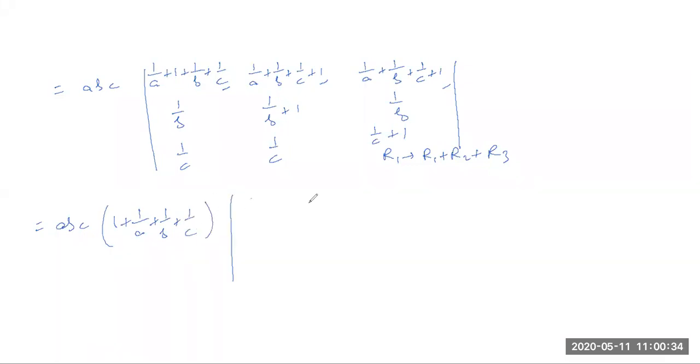So it will be 1 and again 1. It will be 1 upon B, 1 upon B plus 1 and 1 upon B. It is 1 upon C, 1 upon C and 1 upon C plus 1. So we got this much. Now we can simplify both these terms, I mean this determinant further to expand.